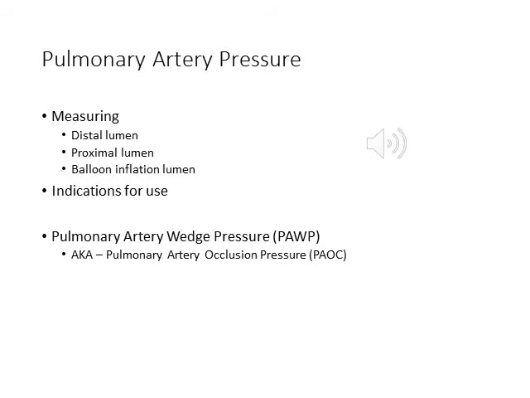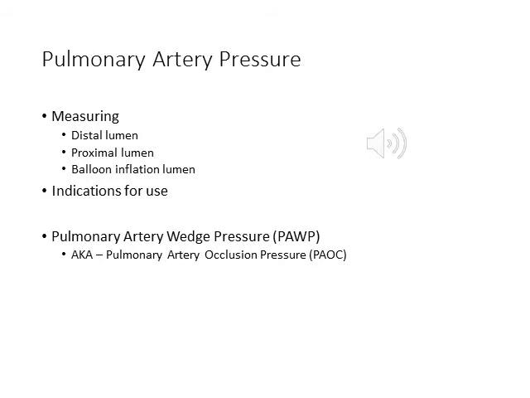The distal lumen, once it's put in, is located in the pulmonary artery and measures the PA pressure. You can also obtain blood for an SvO2 measurement. SvO2 is mixed venous oxygen saturation. SvO2 is an indicator of the balance between oxygen delivery and oxygen consumption.